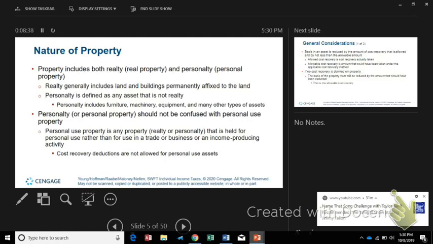Personality, not personal property, should not be confused with personal use property. So if you're using something for your personal use, that is not what we're talking about, and that is not going to be depreciated. All right? So there is some confusion in there. So we cannot do that. So that's not income producing. And I do get people who want to get their taxes done that will want to figure out a way to depreciate or use their personal use property, especially in rental income instances.